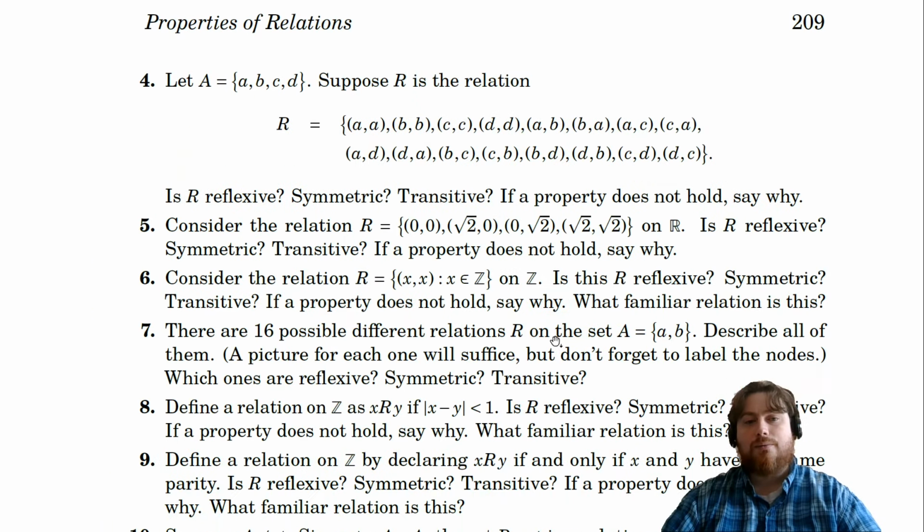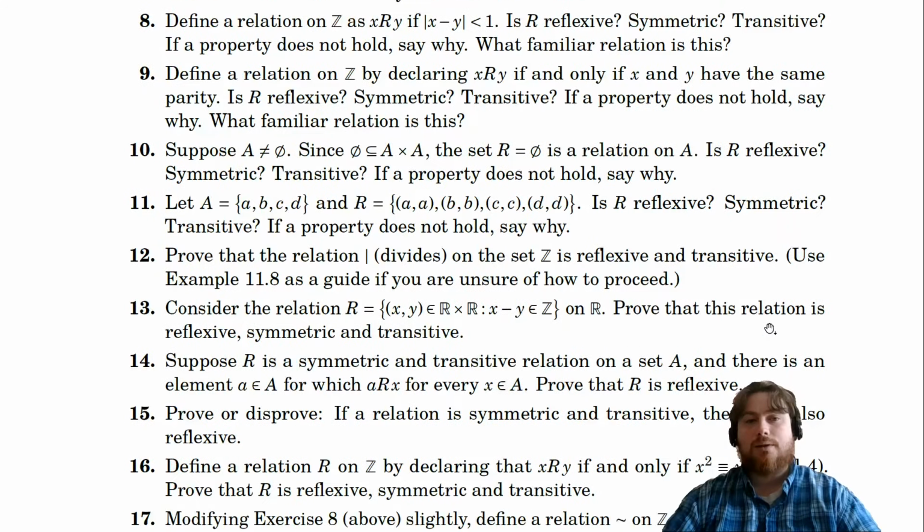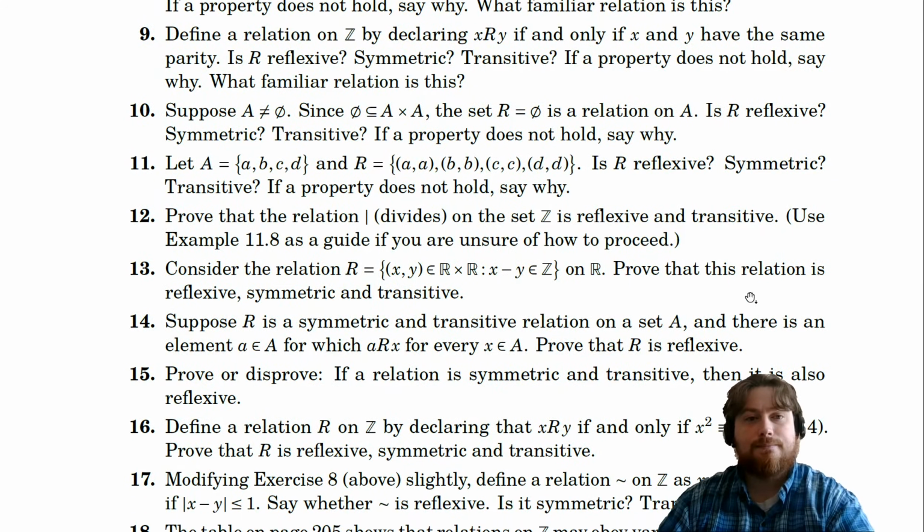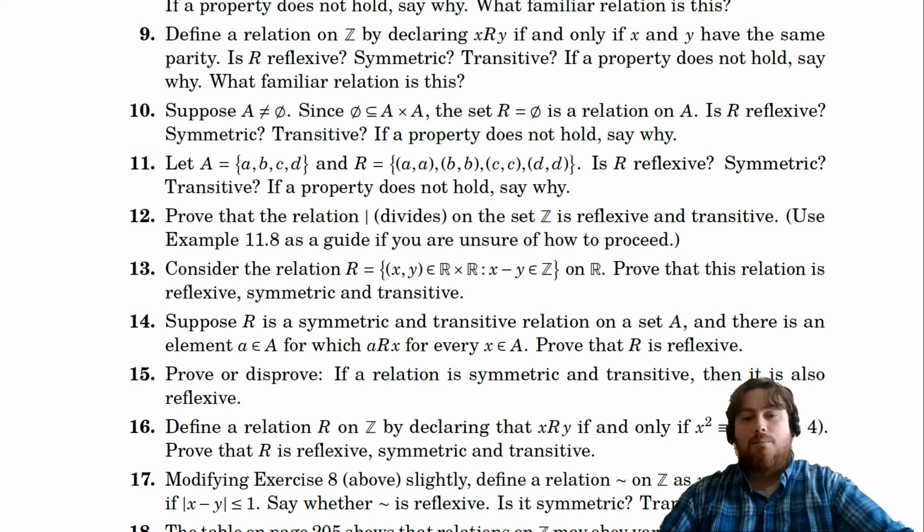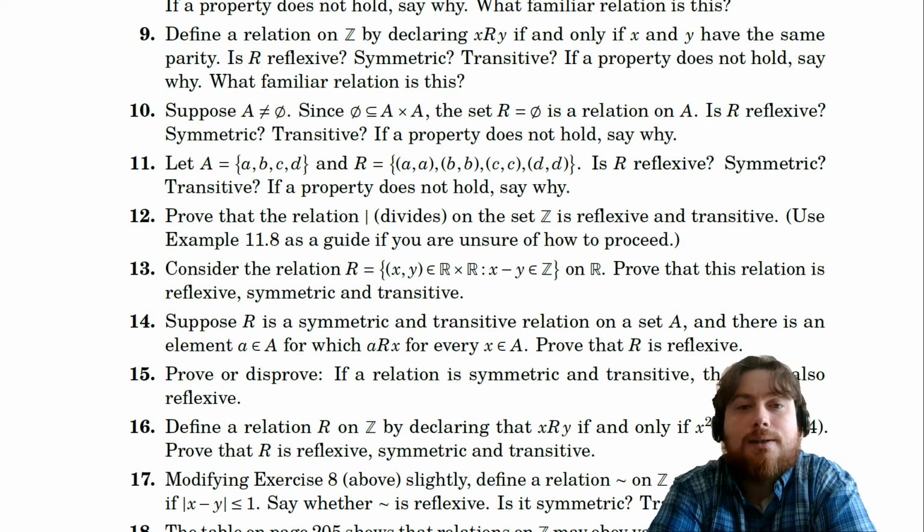The next problem we had for this section was number 10, I believe. I just want to make sure real quick. Yep, 10, 12, and 14. So number 10 says, suppose that A is non-empty. Since the empty set is a subset of A cross A, the set R equals the empty set is a relation on A. Is R reflexive? Is it symmetric? Is it transitive? If a property does not hold, say why.